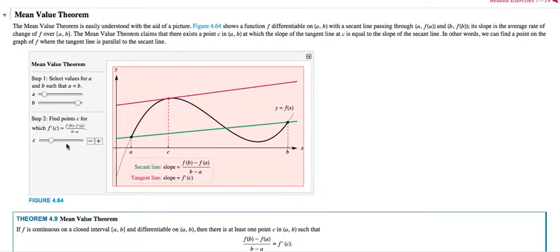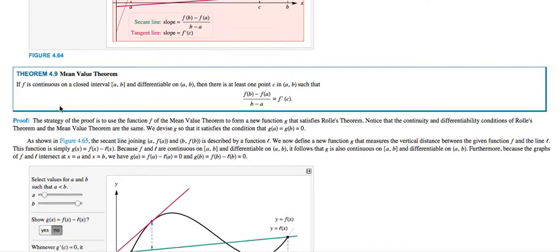And there may be multiple points. You can see as we draw C along again, closer to B, there may be more than one point where the tangent line is parallel to the secant line. Remember, the mean value theorem doesn't tell us how many points, it just tells us that there has to be at least one. So here we have the mean value theorem.